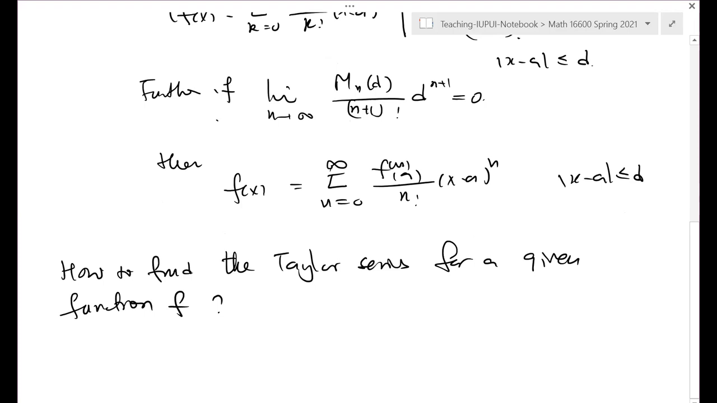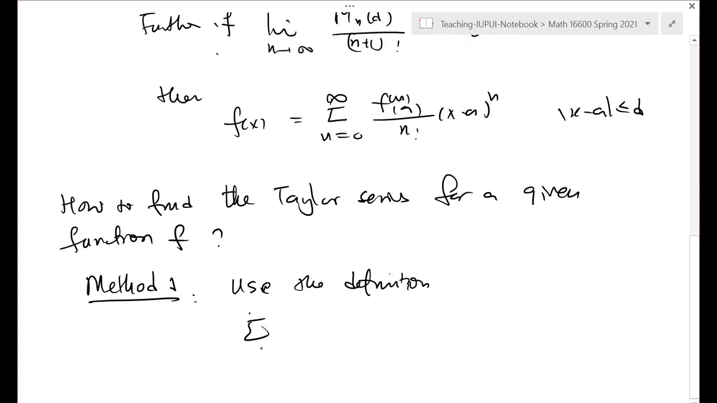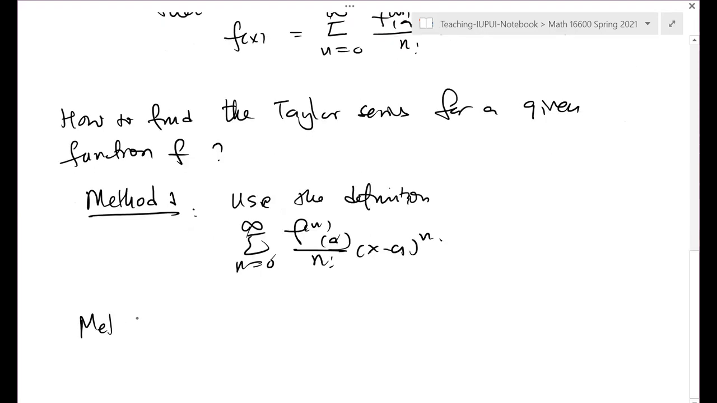We know that when we solve problems, it's not necessary to use the definition. Method one, which is good but not always best, is to use the definition. What is the definition? You have to find the derivatives of the function. That's it. Second, if the function is special, then you probably can use already known results to do that.